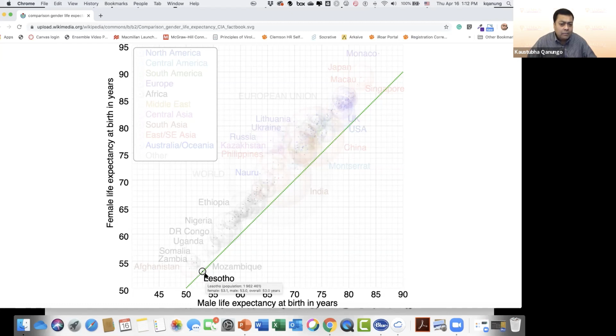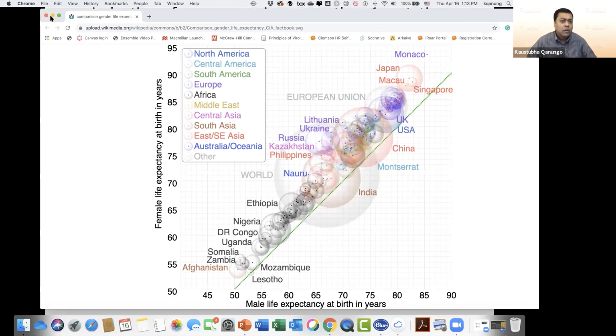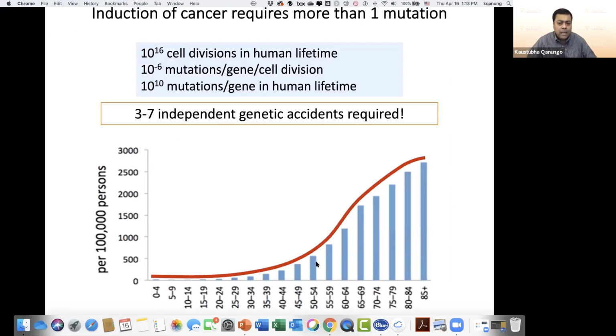And 53 years is the life expectancy. Mozambique, right here, 54. Zambia, 53. Somalia, 53.2. Afghanistan, 52.1. And you can just imagine that there are lots of nations where you have the life expectancy in their 50s. So if you just look at that, see right here, this is the life expectancy.